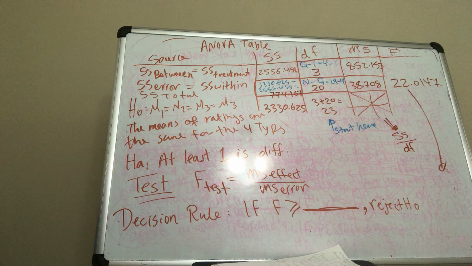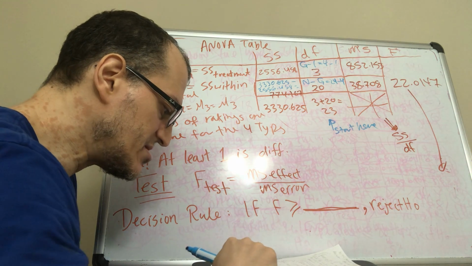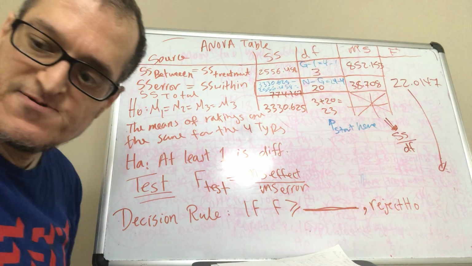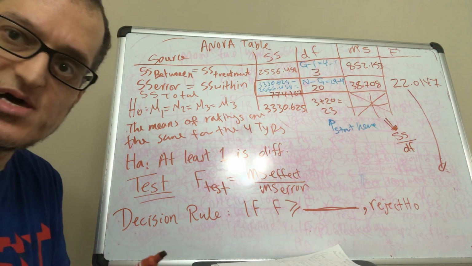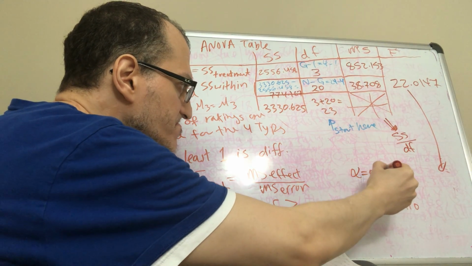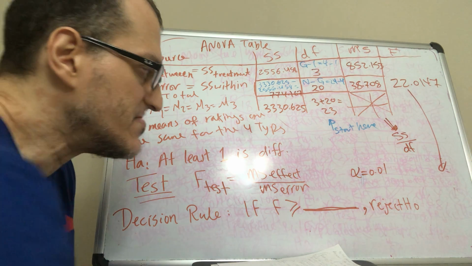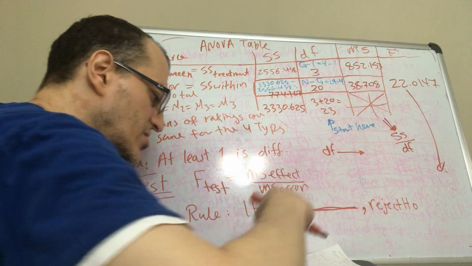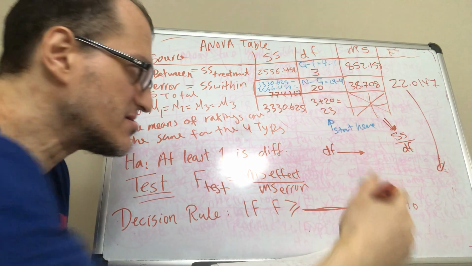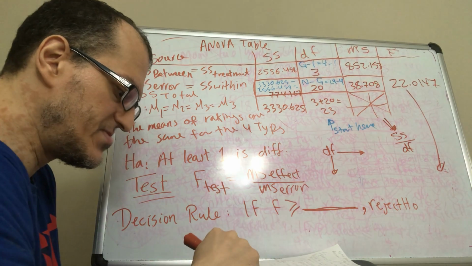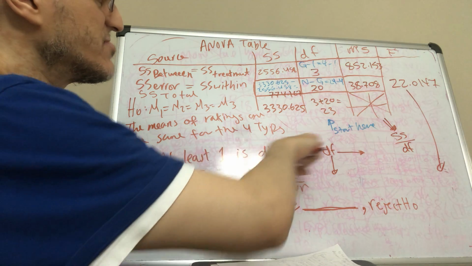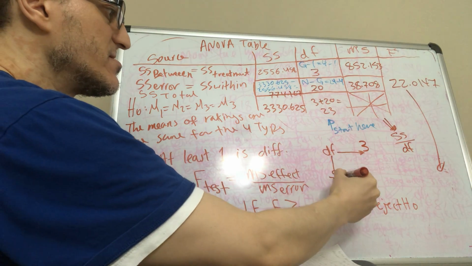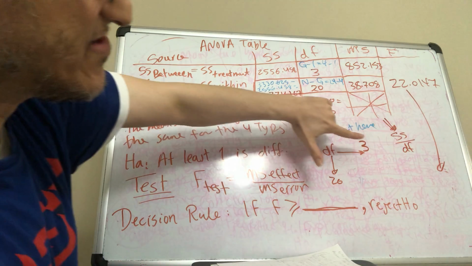The problem is, we don't have the critical number. According to the question, if you remember, alpha is 1%. But that's not enough. I also need to know the degree of freedom. For this type of question, there's a degree of freedom going this way, and a degree of freedom going down. The one going this way is the degree of freedom for the between, and the one going down is for the 20. So it's like 3 this way, 20 down.